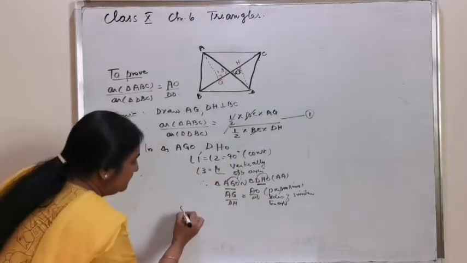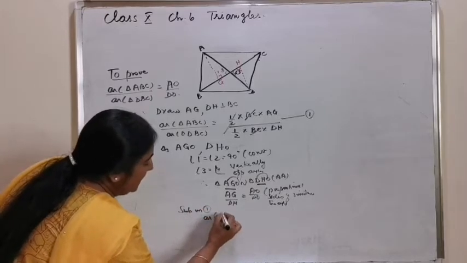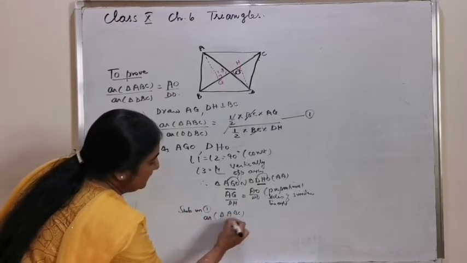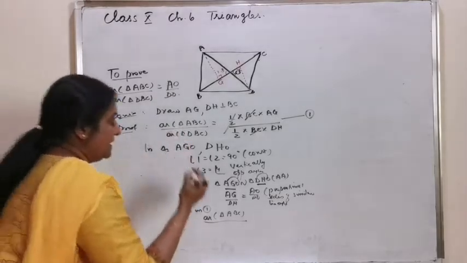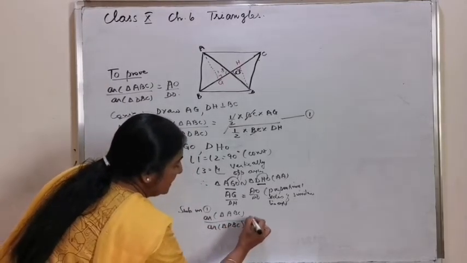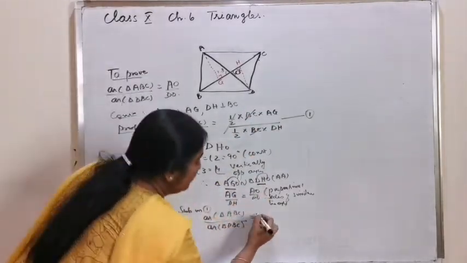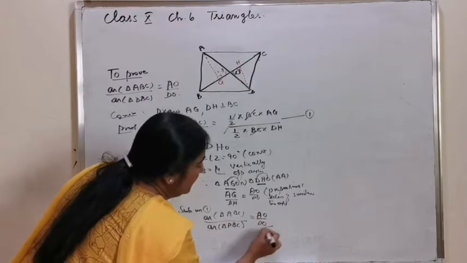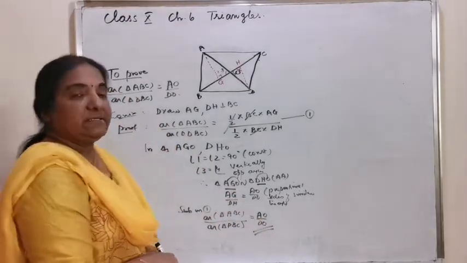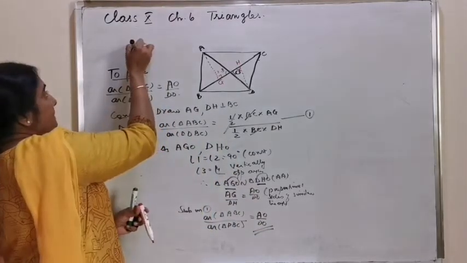Substituting in 1, the final answer: area of triangle ABC divided by area of triangle DBC is equal to, instead of AG by DH, you are substituting AO by DO. That is the proof of question number 3.